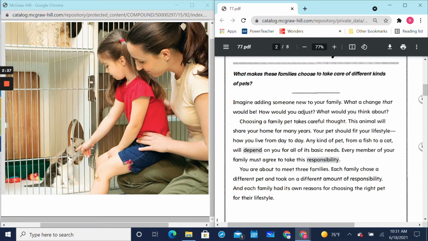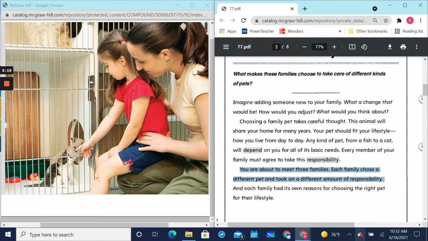So now I want to make a prediction about what will happen next. Using the words from the story, we can see in these first 2 sentences, it says, you are about to meet 3 families. Each family chose a different pet and took on a different amount of responsibility. So I wonder, what pets will we talk about in this story? What pets will we read about in this informational text?